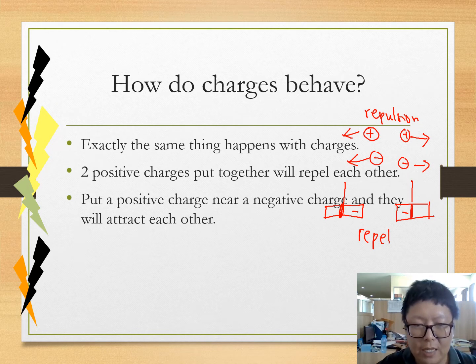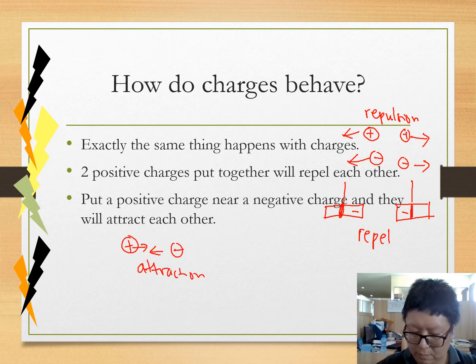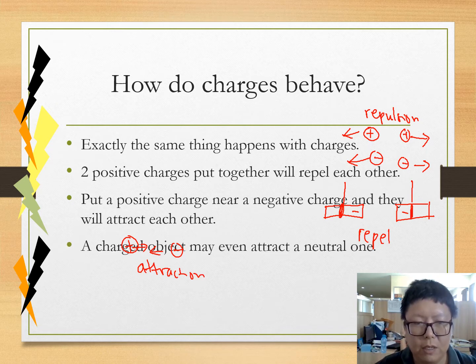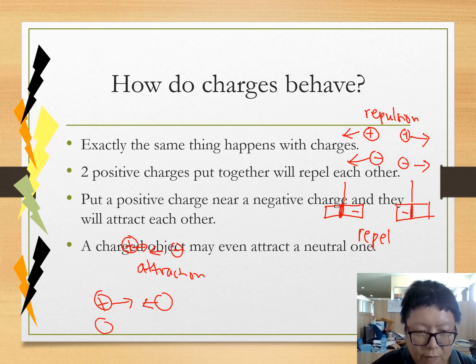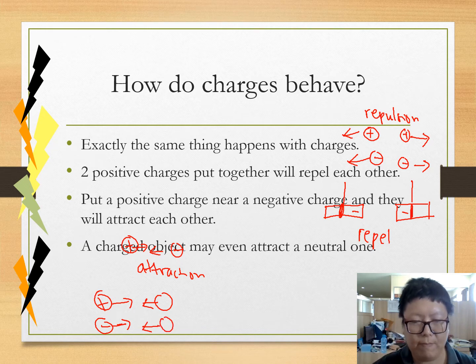So how about positive and negative? If positive and negative, there will be an attraction force between them. See that they attract. So how about a charged object with a neutral one? The charged object will attract the neutral object. There will be an attraction. The negative one also will have an attraction with the neutral one.